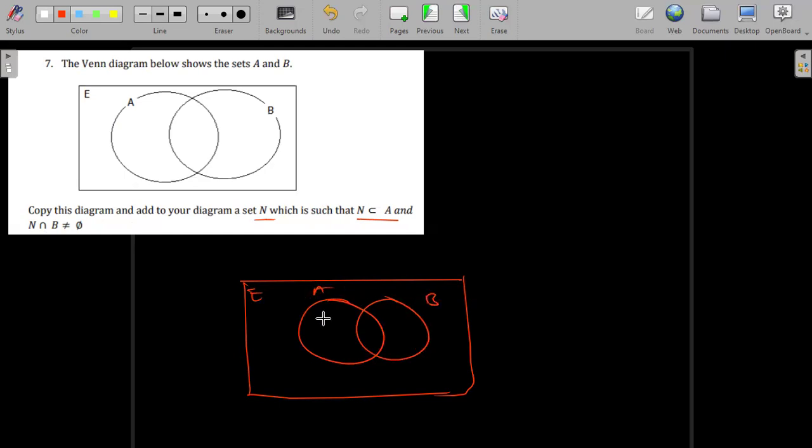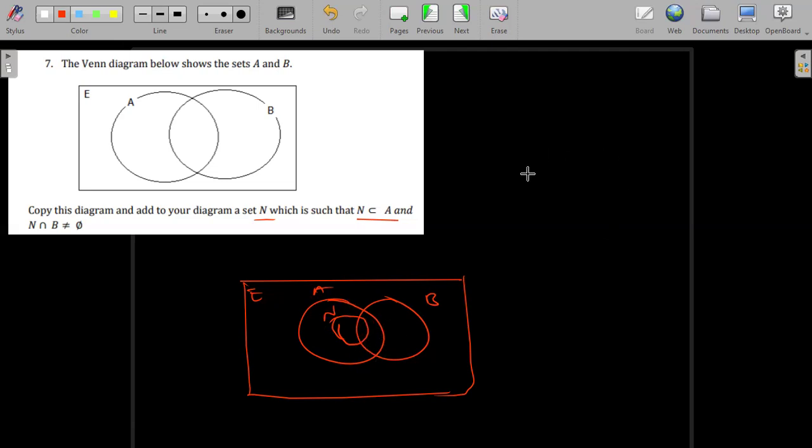They're telling me to add a third set. Here it's saying that third set N must be a subset of A, but it must intersect with B. And the intersection, they're telling us, should not be empty, meaning they must intersect like this. So this is going to be my N. I see that it is contained in A and it is also intersecting with B, so the intersection is not going to be empty.